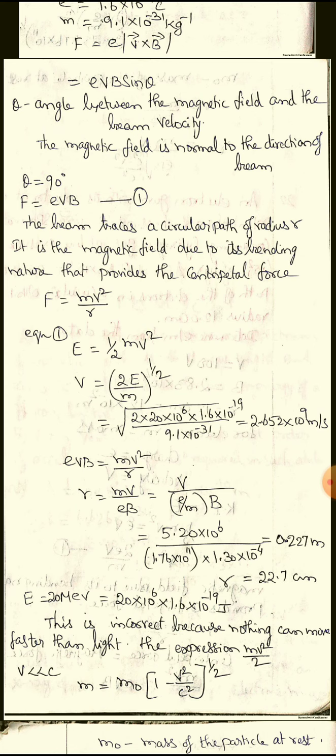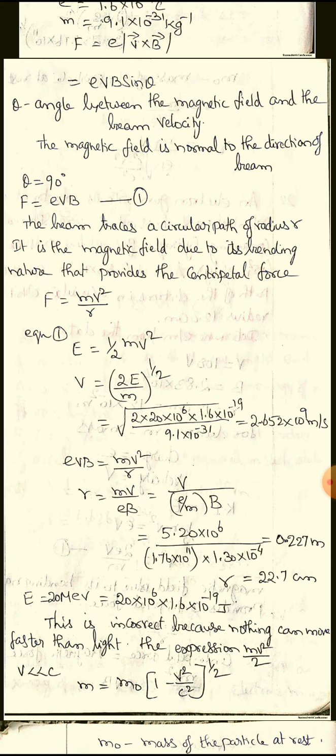What is the value of E? E will be equal to 20 into 10 to the power of 6 into 1.6 into 10 to the power of minus 19, divided by m, whose value is 9.1 into 10 to the power of minus 31. So you will get the final answer as 2.652 into 10 to the power of 9 meter per second. Now equate evB to mv squared by R from equation 1.